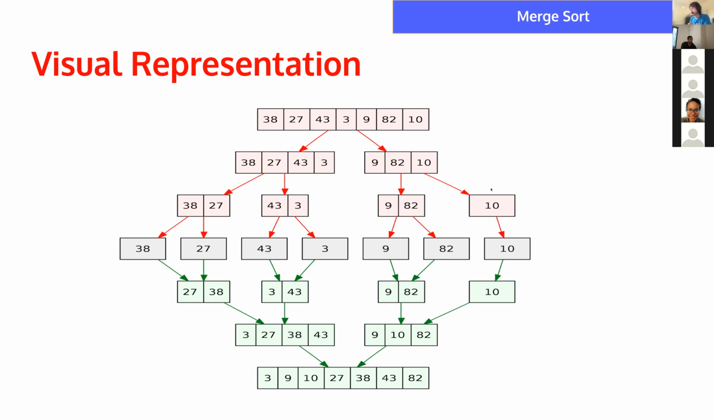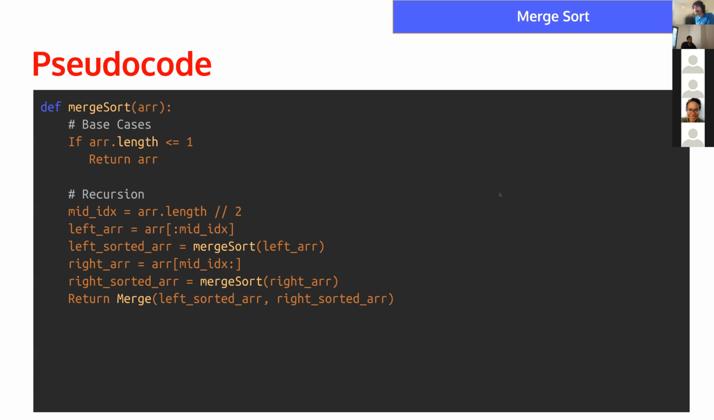All right, let's see some pseudocode. One thing that's nice about this is because we're doing things recursively, the pseudocode is pretty nice. So we have our base case, as we should have for any recursive algorithm. If the length of the array is 0 or 1, then the array is already sorted, so we can just return it. Otherwise, we get the index of the middle of our array, split it into 2 arrays, left array and right array, recursively call merge sort on the left array and the right array, and then merge those 2 together.